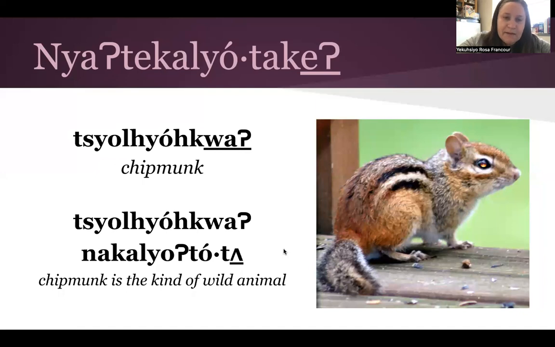This next one is a chipmunk. Jolhyokwa is the full word. Jolhyokwa, whispered ending, Jolhyok. So try that. Jolhyokwa. Jolhyok. Sentence example: Jolhyokwa nagaliot dod. This kind of wild animal is a chipmunk, or a chipmunk is this kind of wild animal.